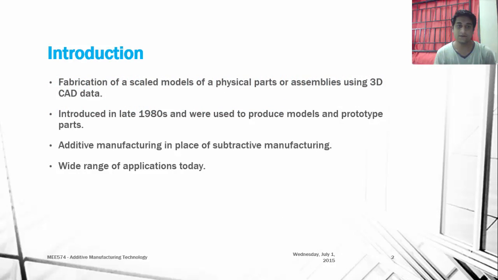Rapid prototyping is the fabrication of scaled models or physical parts or assemblies using 3D CAD data directly. So, from the modeling or 3D CAD file, we can directly import it into the rapid prototyping machine and the manufacturing of the object is done directly.